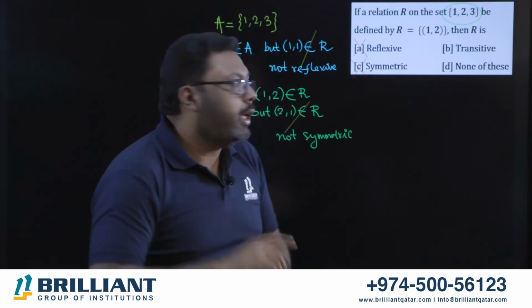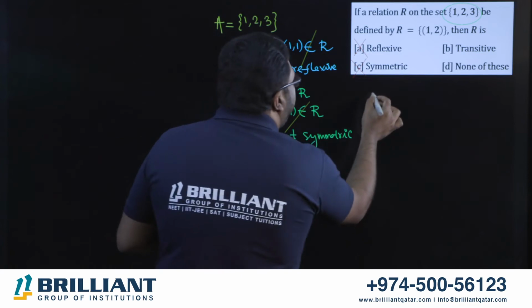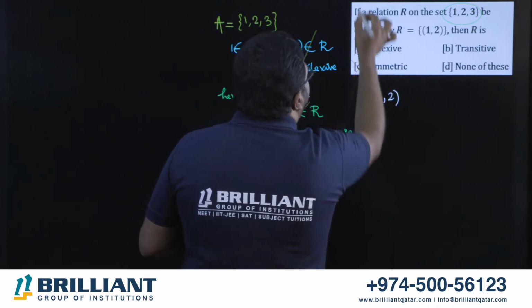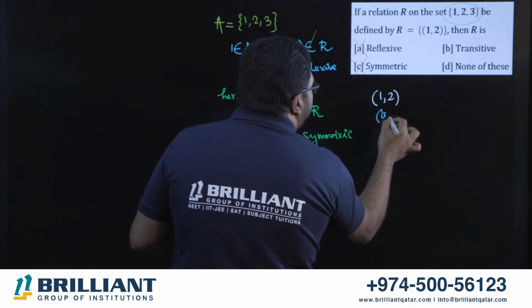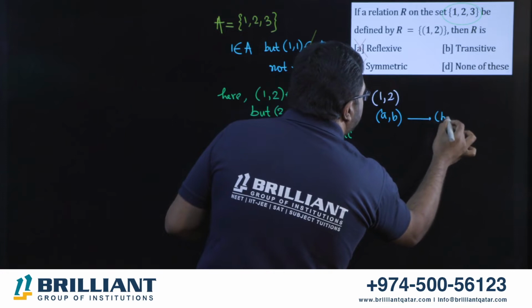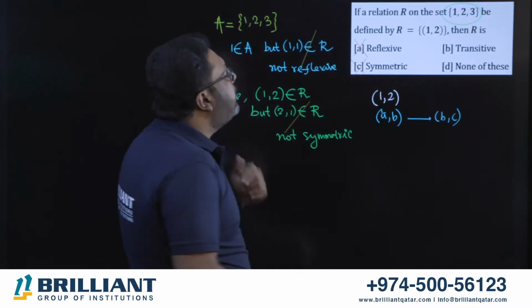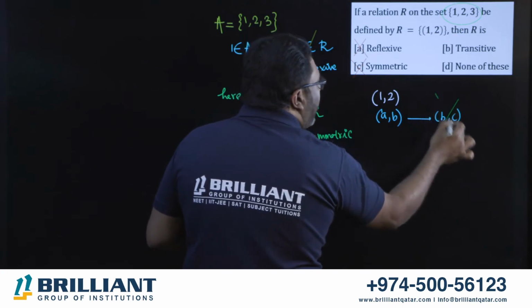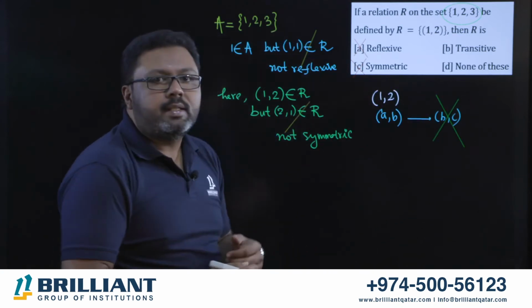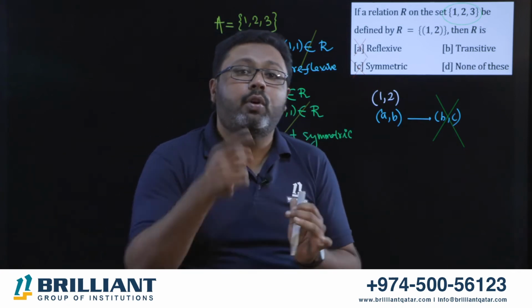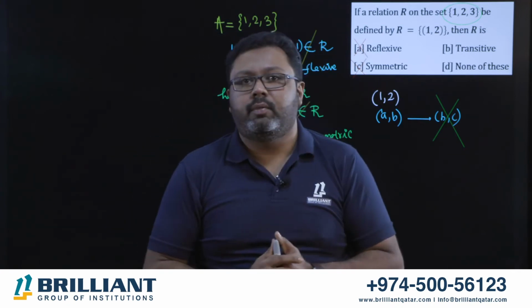So let's look at it. I have a pair called AB. Fine. Now, is there a pair called BC from this? No, I do not have a pair called BC inside. So it does not satisfy the condition for not being transitive.